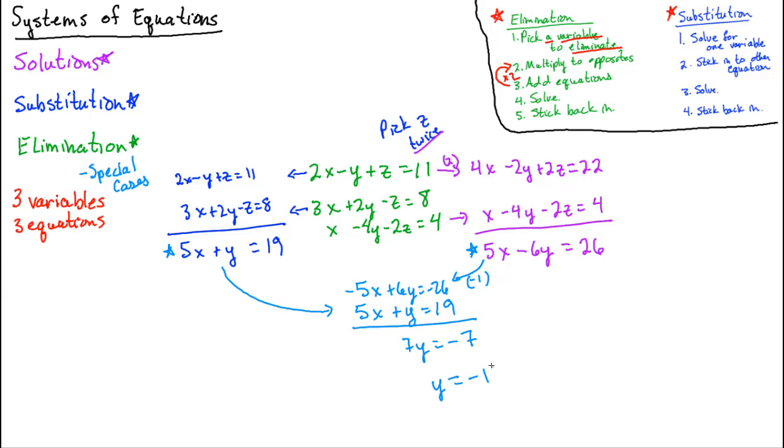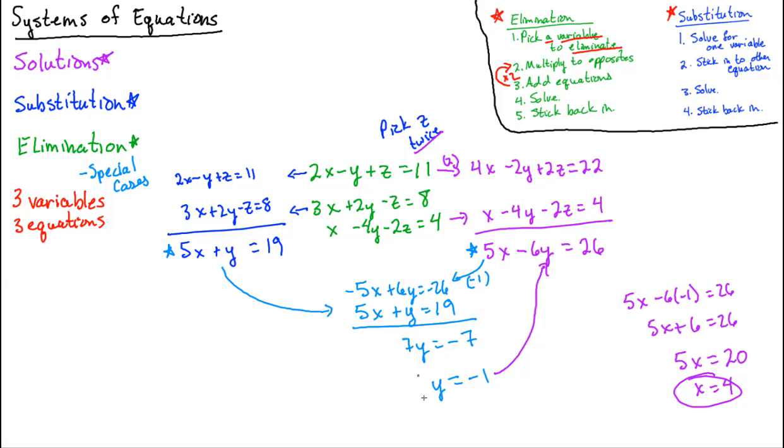So with y equal to negative 1, let's go right back up in here and say now we have 5x minus 6 times a negative 1 equals 26. That's 5x plus 6 equals 26. Subtract 6 from both sides. 5x equals 20. And then divide by 5 and we get x equals 4. So now we have the x and the y, and we can stick it back up into one of the original equations to find z.